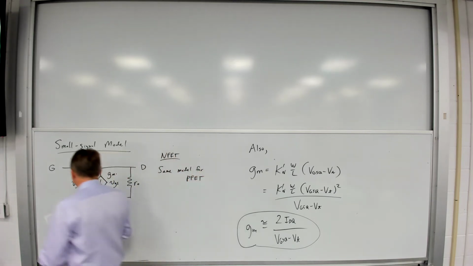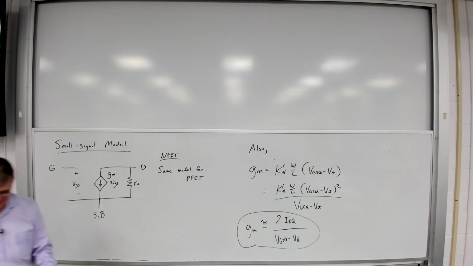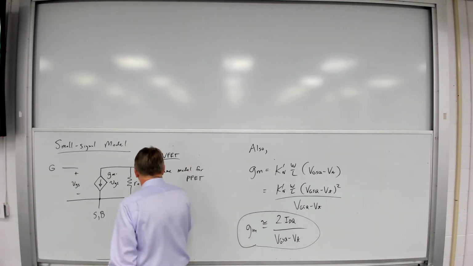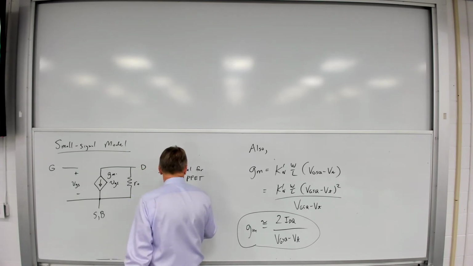In both cases, increasing the small signal AC voltage between the gate and the source increases the small signal AC current flowing between the drain and the source. So AC is not DC. Also, I want to emphasize, this is only valid in saturation.